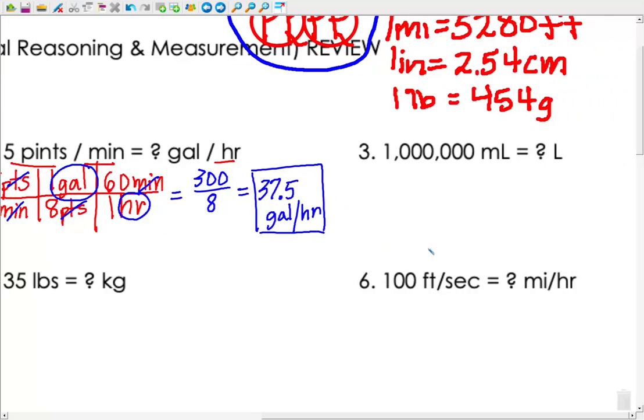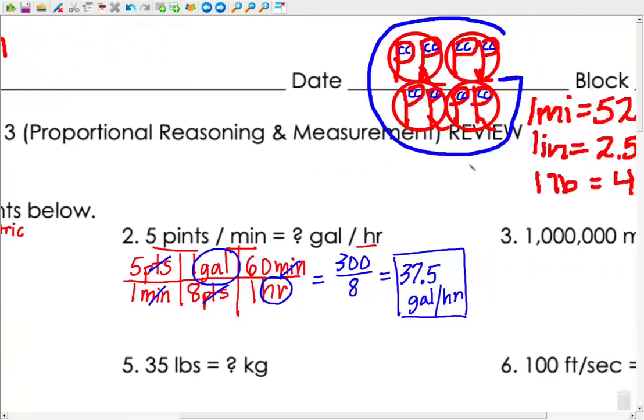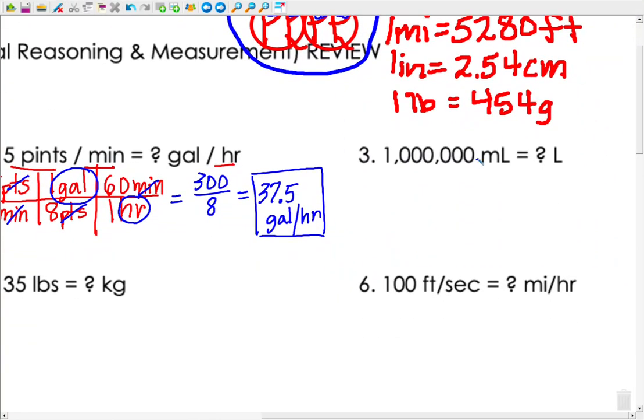Next, number 3. We're going back to metrics because we're going from milliliters to liters. So I'm going to be moving my decimal again. This time I'm starting at milliliters and then moving to liters. Well, milliliters is the smallest unit right here, and liters is behind it. So I'm going to go 1, 2, 3 to the left. Go to the end of your number where your decimal is right here.